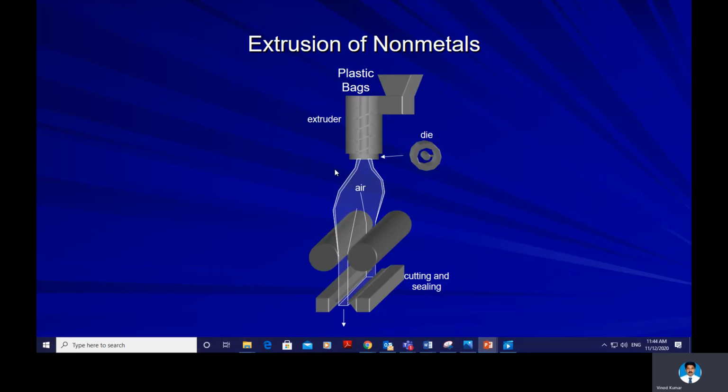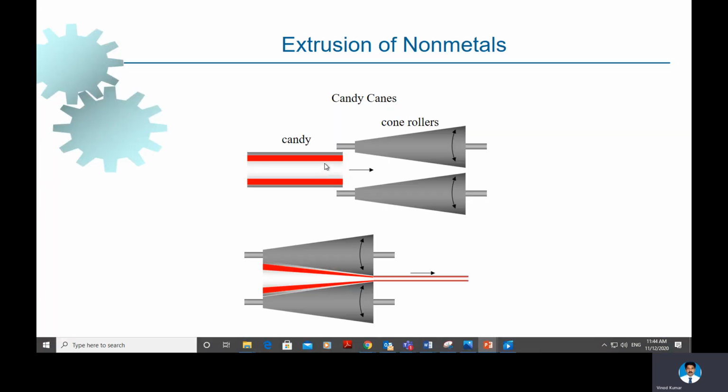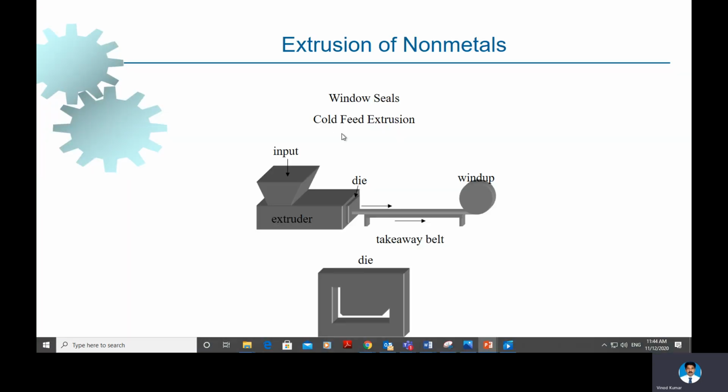Now this is a simple example of candy canes extrusion, and it is fed through the cone rollers, and finally you get the output. This is an example of, you can see here, the window seals, cold feed extrusion. Material is fed here, and this is the extruder, and it will come out through the die, and then we get the final, and it is taken through a belt, and finally we get the product.